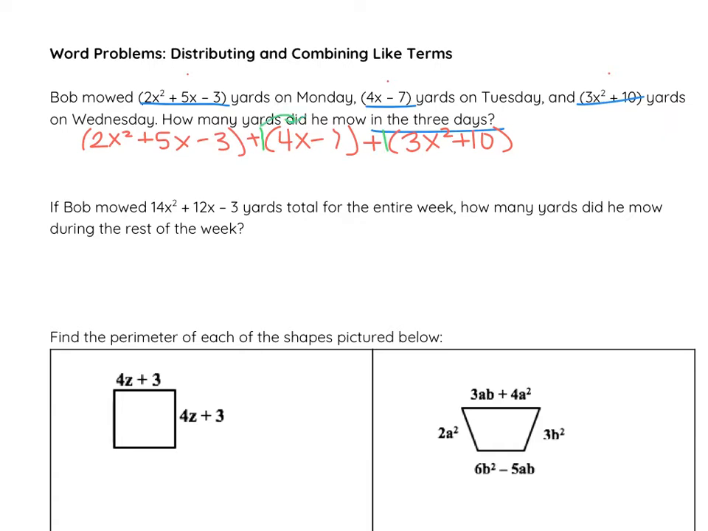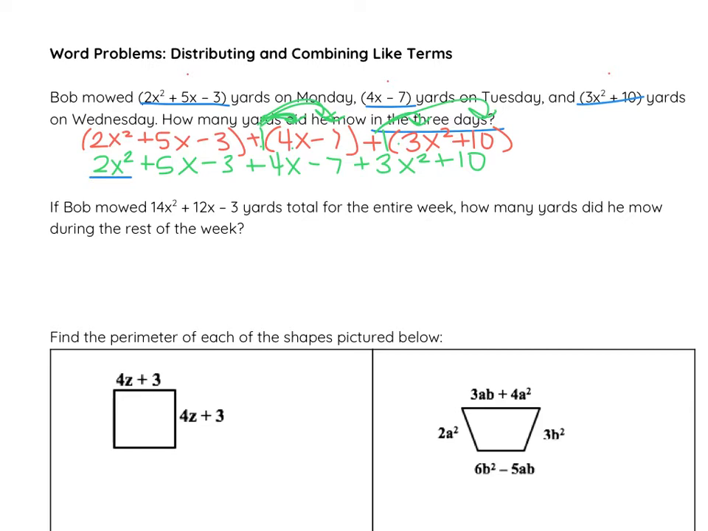But if we distribute a positive 1, nothing's going to change from any of these. So this ends up being 2x squared plus 5x minus 3. I could have a positive 1 out here, but it didn't change anything. And this is just 4x minus 7, because if I distribute a positive 1, nothing changes. Again, plus 3x squared plus 10. Those signs didn't change. They only change if you have to distribute a negative 1. All right. So now I just need to combine my like terms.